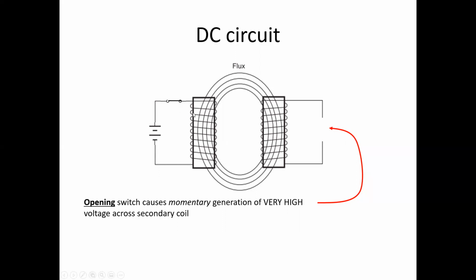We know that there's going to be a high value of voltage across the switch due to the inductance, and that value of voltage is due to an expansion of magnetic lines of flux. So if they expand when we open the switch, that means the expansion will also break across these conductors. And what that will cause, depending on how many loops we have of wire here, is a significant high voltage across the secondary coil.